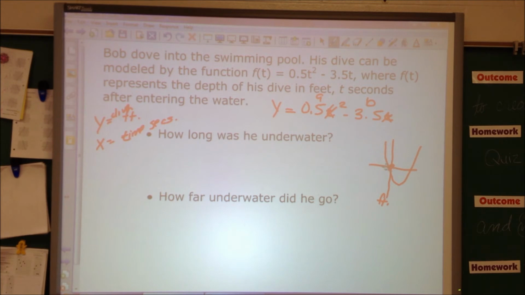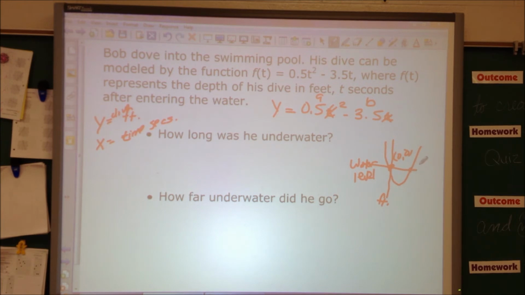This is the water level. So this x-axis is the water level. That's where he is entering the water. So he enters into the water, he dives down, and he comes back up right here. He's not flying through the air at all, so these we really don't need. We're just looking from here to here. It wants to know how long he was underwater. Well, we know he started here at 0, 0, no time has gone by, and no depth. He went down, and he came back up here.